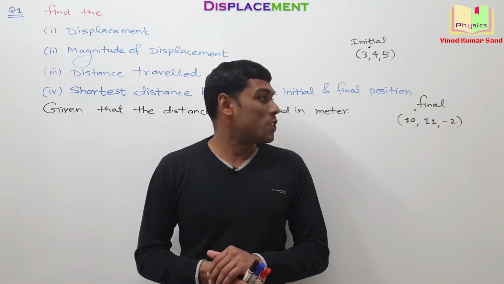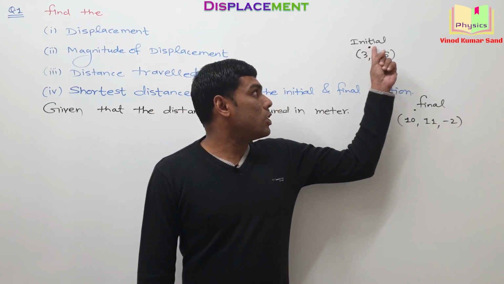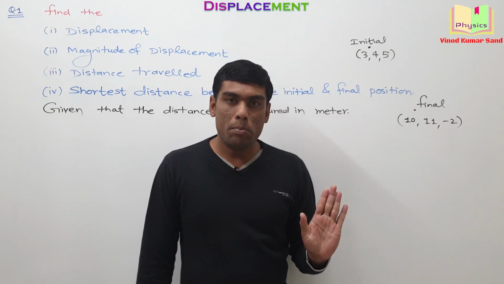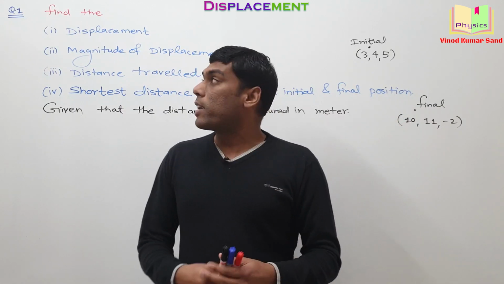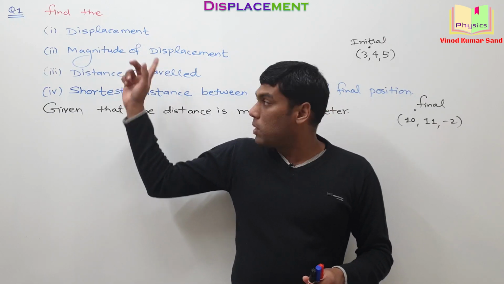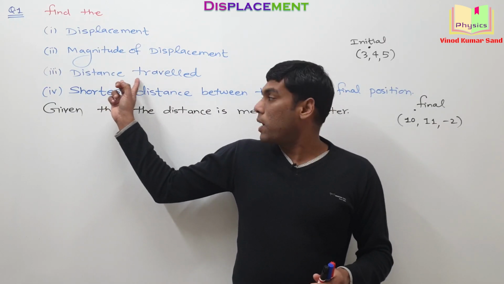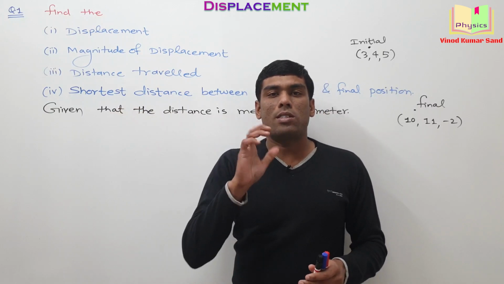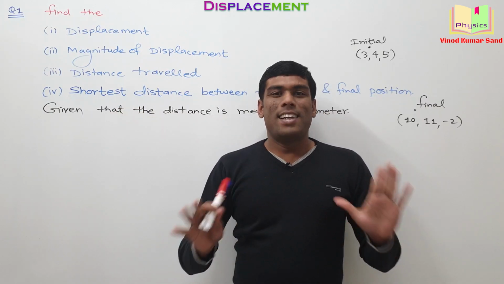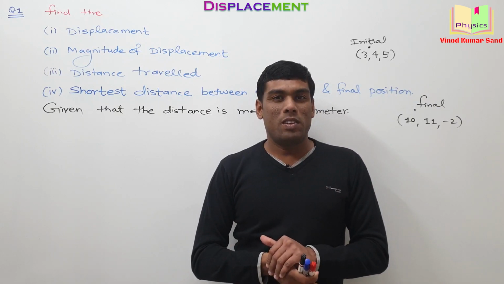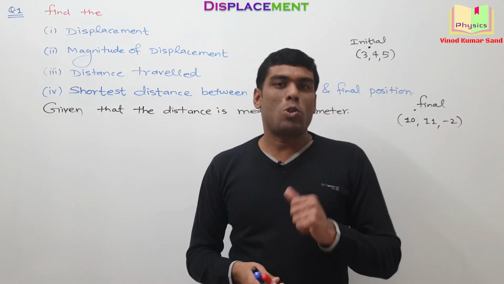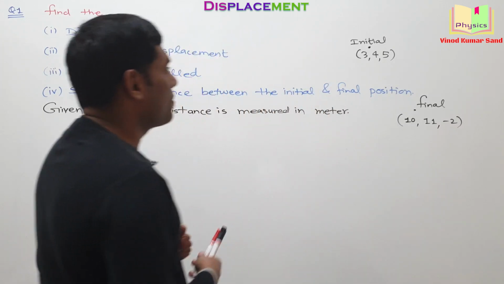Here is the first question. We know the initial coordinates of the particle as well as the final coordinates of the particle. Then we need to find the displacement, the magnitude of the displacement, the distance traveled by the particle as well as the shortest distance between the initial and final position. It's a simple formula based question. If you wish, you can give it a try. I am solving the things on the board.